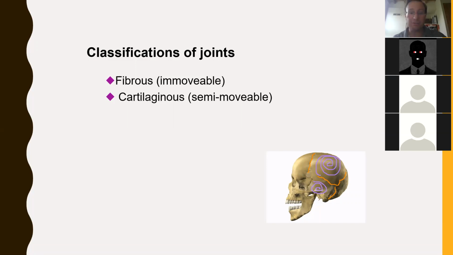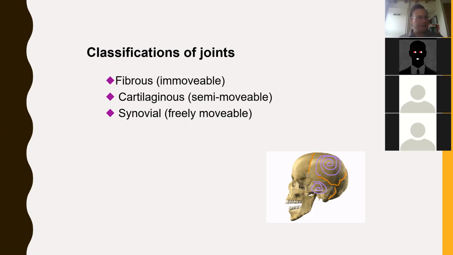We have cartilaginous joints. So again, if you stick with this, so here was my ischium, here's the pubis, and then in between it we've got a bit of cartilage called the pubic symphysis. You've also got at the bottom here an intervertebral joint, which also can be considered to be a cartilaginous joint.